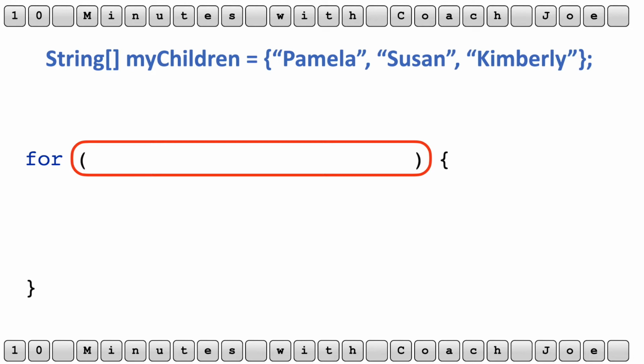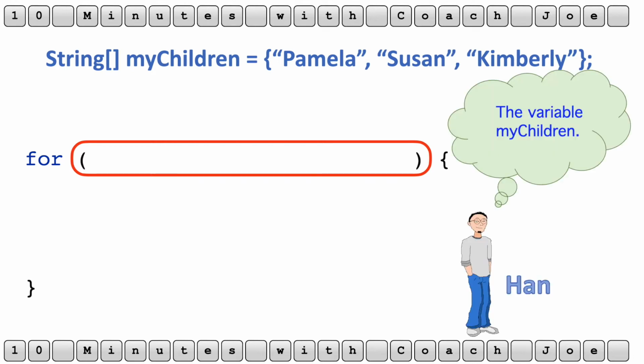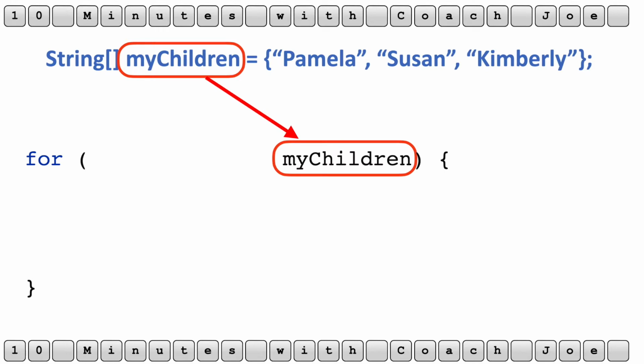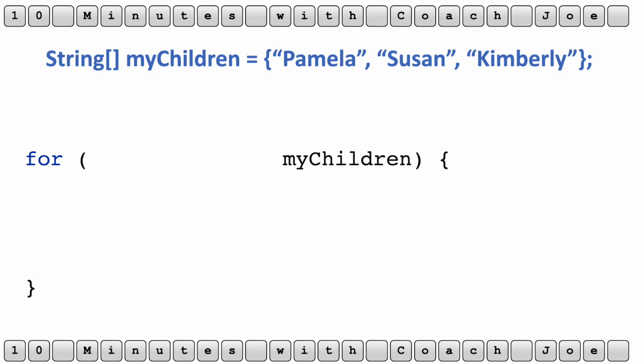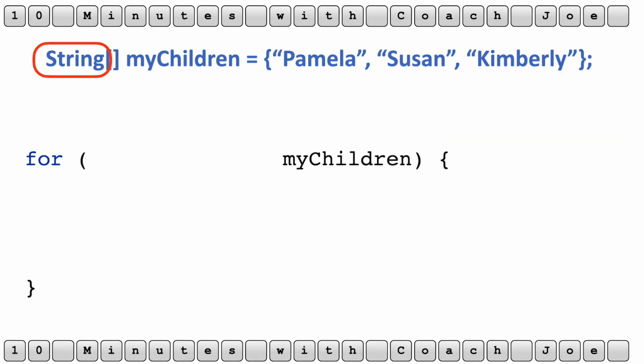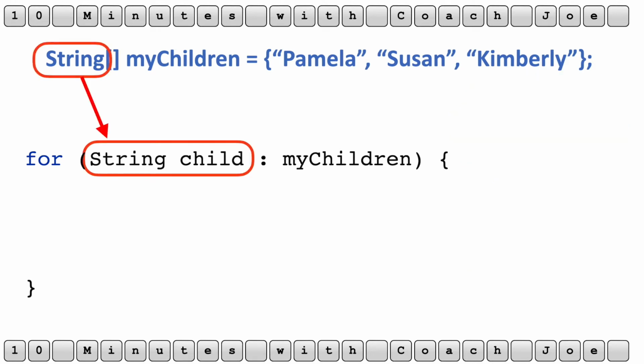Let me ask, what variable is the collection to be iterated over? Correct, the variable name my children. The collection variable is the second component and goes here. Next, we need to know the data type of this collection and create a temporary local variable used by the for loop. So, what is the data type of the collection to be used by the for loop? Yes, the my children array is an array of strings. Here is the data type string with the variable name child.